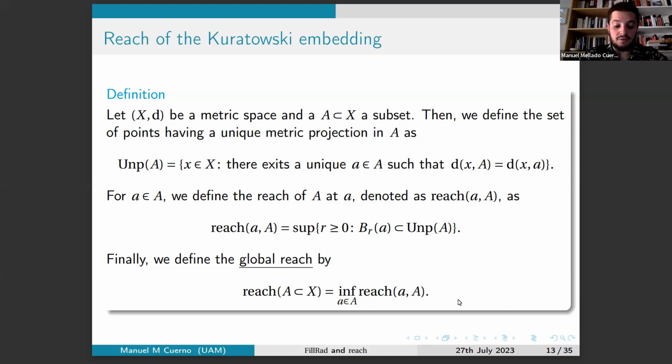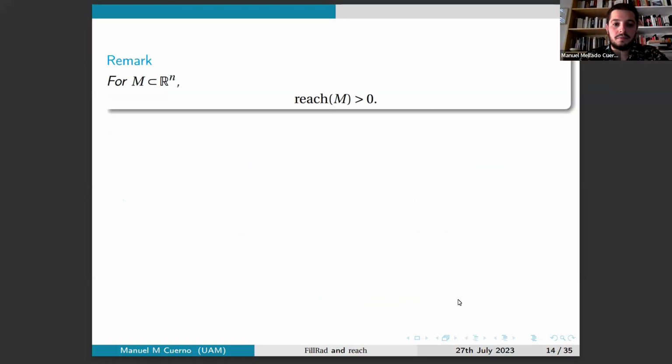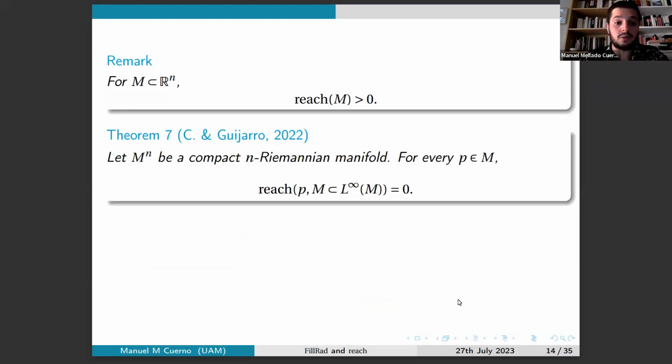But if we have the disk, so S1 all filled, the reach of the disk is infinity, because every point in R2 has a unique projection through the set. An easy remark is that if M is a submanifold of Rn, then the reach is greater than 0. We can always find a neighborhood around every point such that the reach is greater than 0.